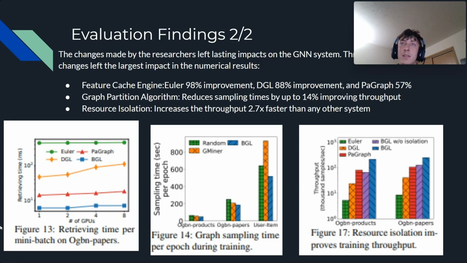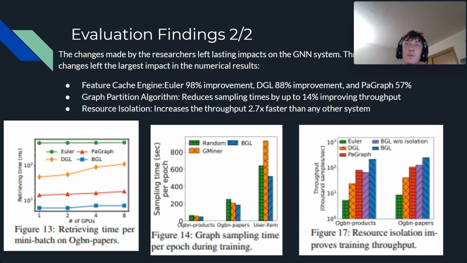The main comparison was between BGL and GMiner partitioning. As seen in figure 14 here, BGL was able to drop the sampling time by 14% on OGBN products and 10% on OGBN papers. This reduction in sampling time originates from the reduced cross-partitioning that BGL implements.